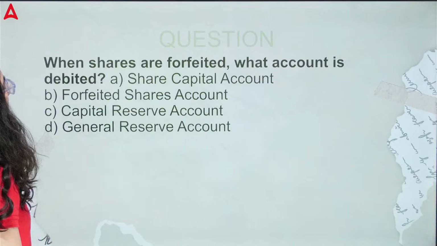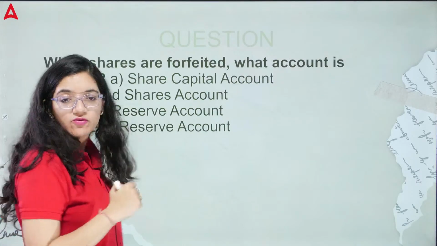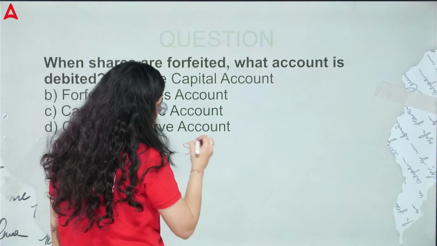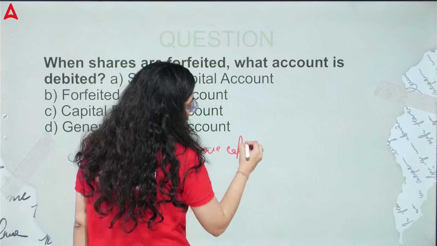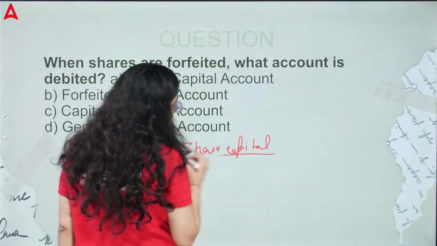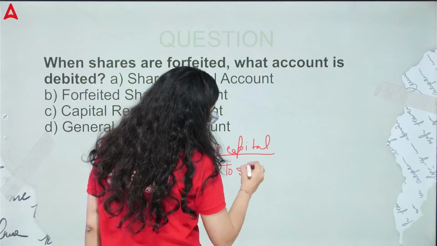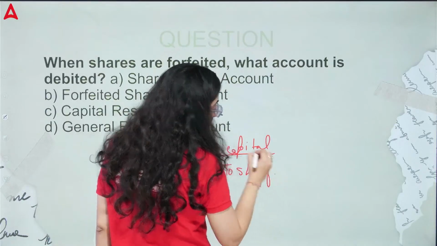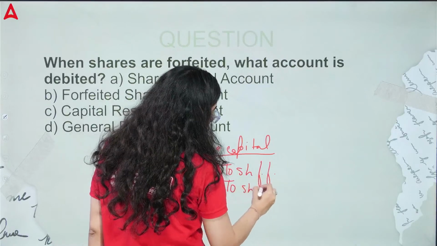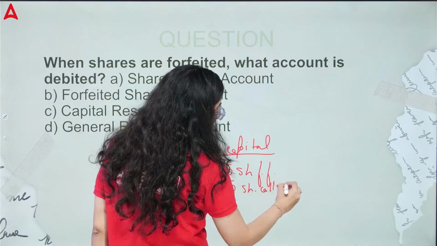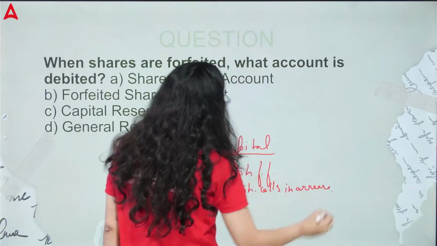When the shares are forfeited, what account is debited? Whenever we have a share forfeiture, it would always start with share capital, because we had given shares to someone and it is not being shown there. So share capital is debited with the amount we are keeping with us because the person is not paying, to share forfeiture, to share calls, whatever amount is still in arrears. This is the journal entry for that.